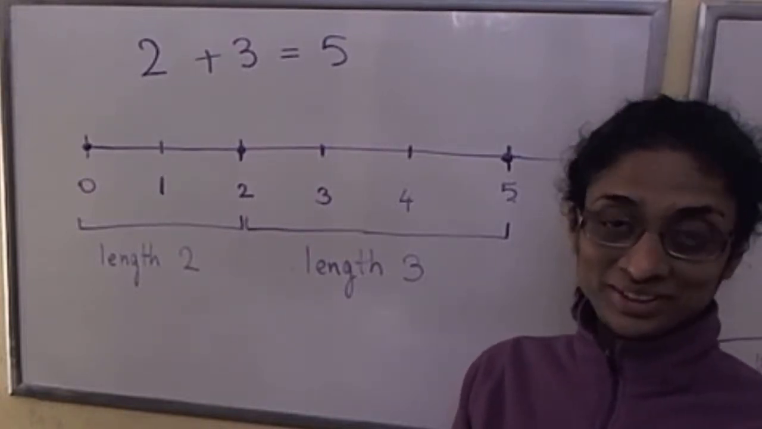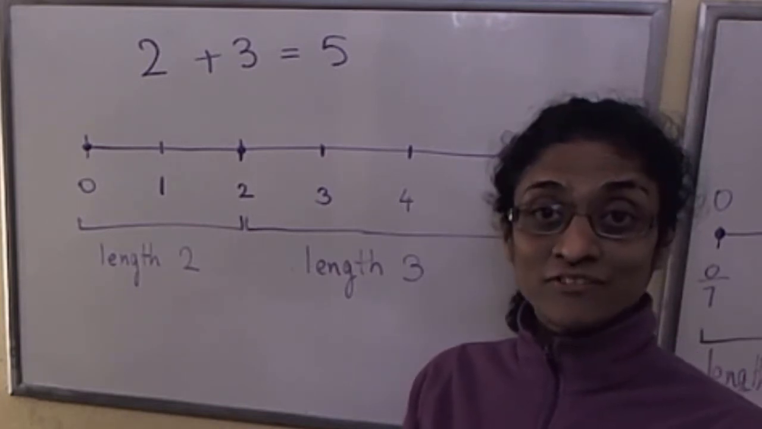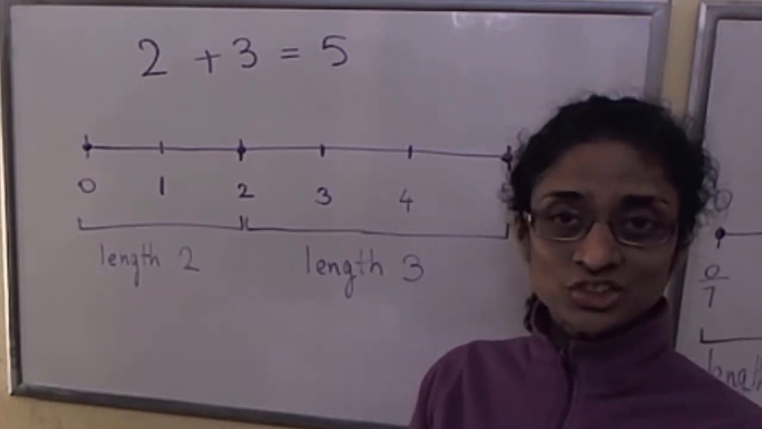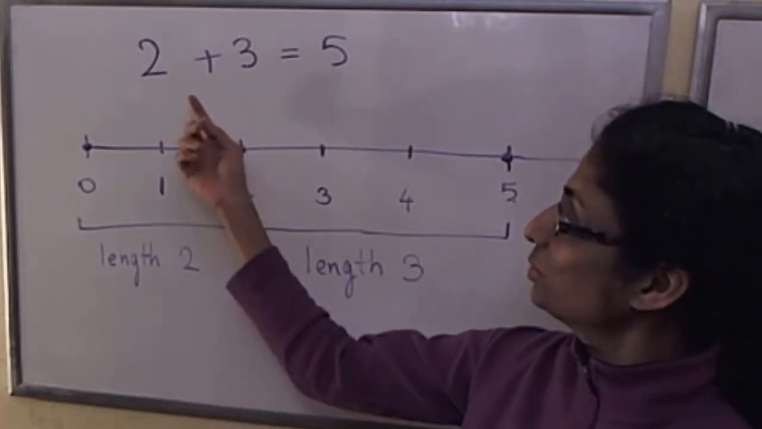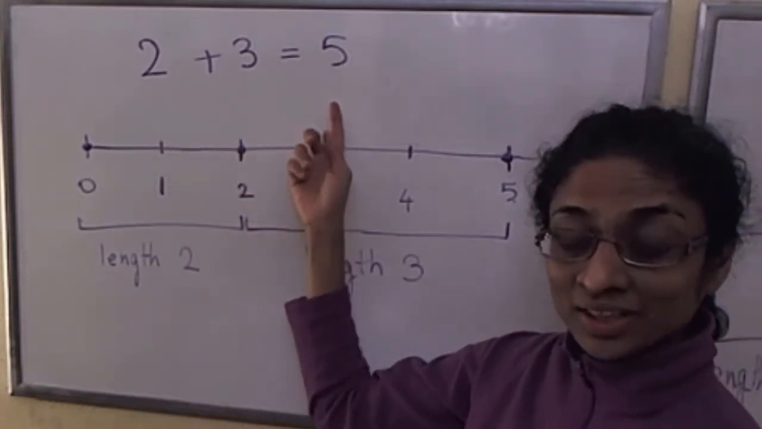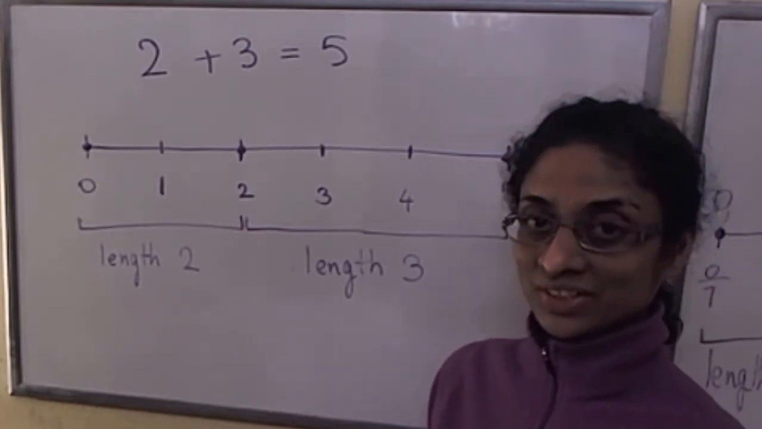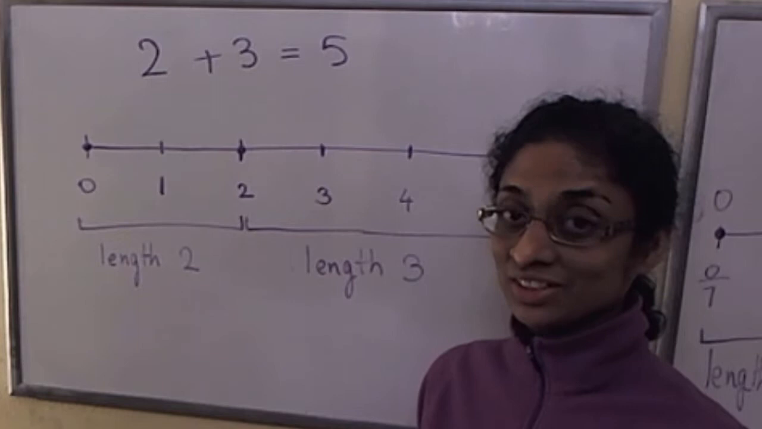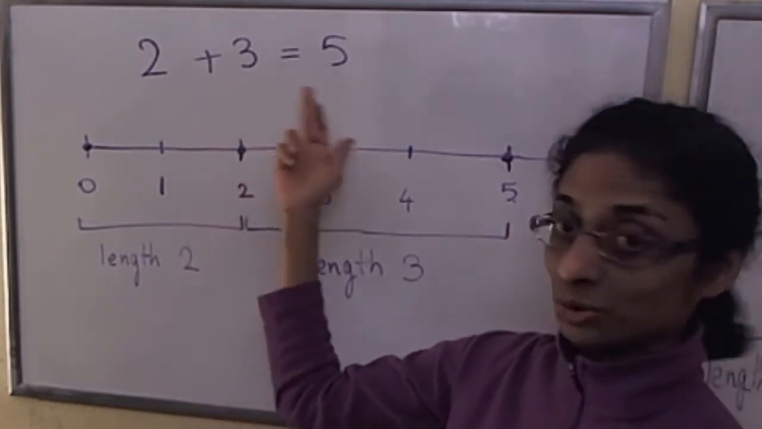Well, hello everyone. Today I would like to discuss with you how to add fractions. But first let's just do something very familiar, something as easy as 2 plus 3 equals 5. And then we will slowly build it up to adding fractions. And you will see adding fractions concept-wise is exactly the same as adding 2 plus 3 equals 5.